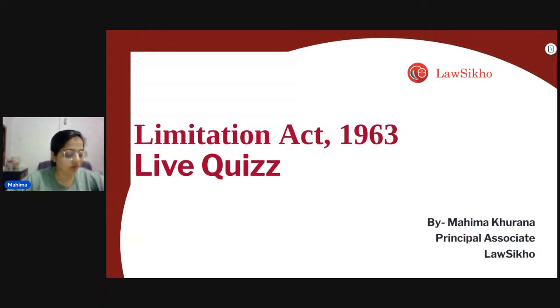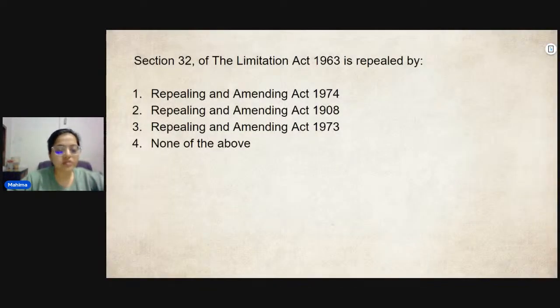Okay, so the very first question is: Section 32 of the Limitation Act is repealed by: the Repealing and Amending Act of 1974, the Repealing and Amending Act of 1908, the Repealing and Amending Act of 1973, or none of the above.